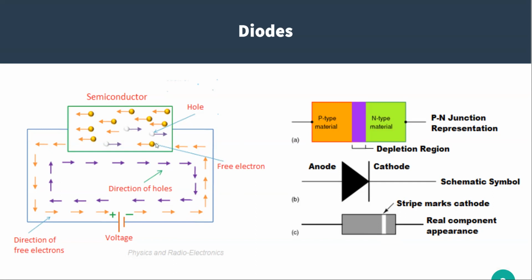Over on the left-hand side, we're showing how electrons are flowing in one direction and holes are flowing in the other when you have an applied voltage that's great enough to overcome that energy barrier in the junction, which is about 0.7 volts if it's silicon and 0.3 volts if it's germanium.